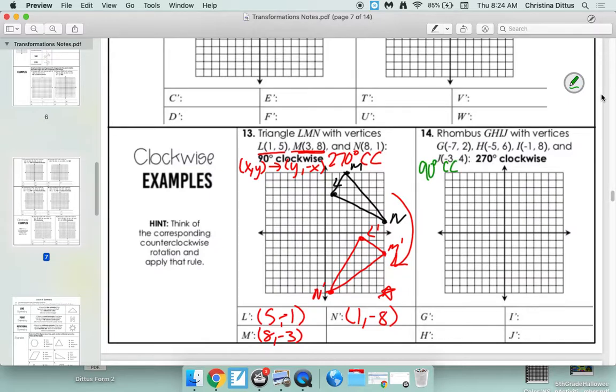So our rule we're following is the 90, so (x, y) becomes (negative y, x). Wait, but we're starting from the left this time. So when I plot these, my G is (negative 7, 2), I want to go to (negative 5...). Okay, math. (Negative 1, 8). And (negative 3...). Why did you break me? Guys. Shh.